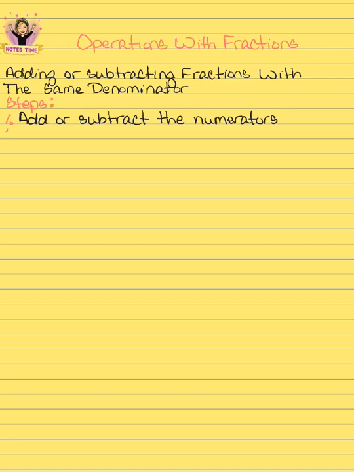Step 2, keep the denominator. Step 3 is the last step, and that is simplify if necessary.